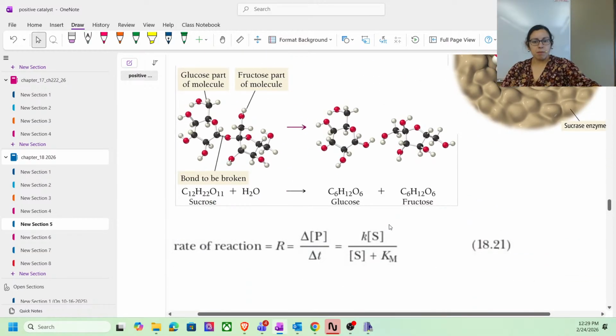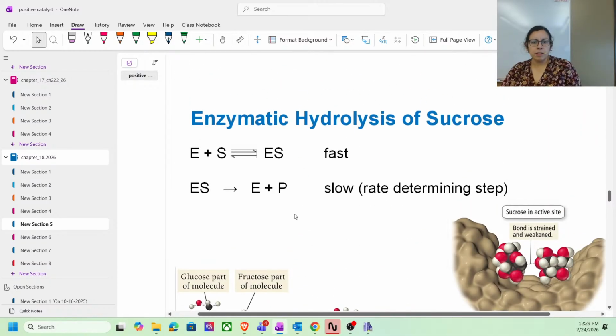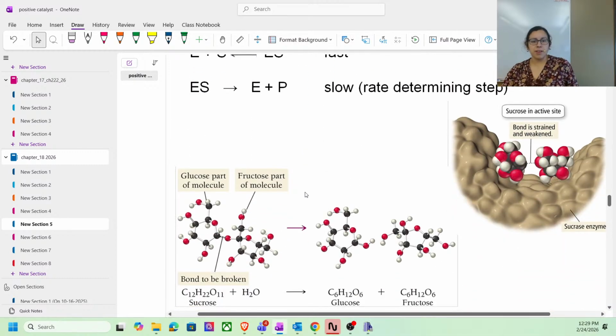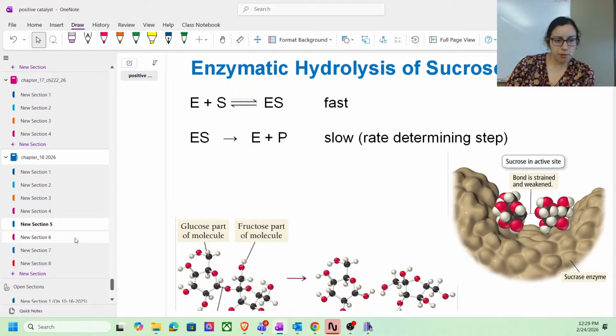All right, so I'll probably save the derivation. We're going to do a derivation of this enzyme substrate, but I might save that for Thursday.